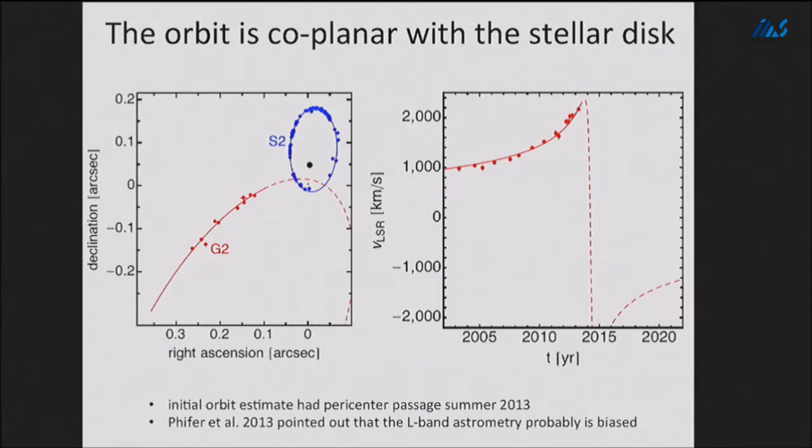The initial estimate for the orbit, if you might remember, was that pericenter passage would be in summer 2013, and I think rightly so. Our colleagues from UCLA have corrected that to a later date, because they showed that the L-band astrometry we were using was biased, and one should actually use the gas measurements to determine the astrometry. So I think that is undoubted.